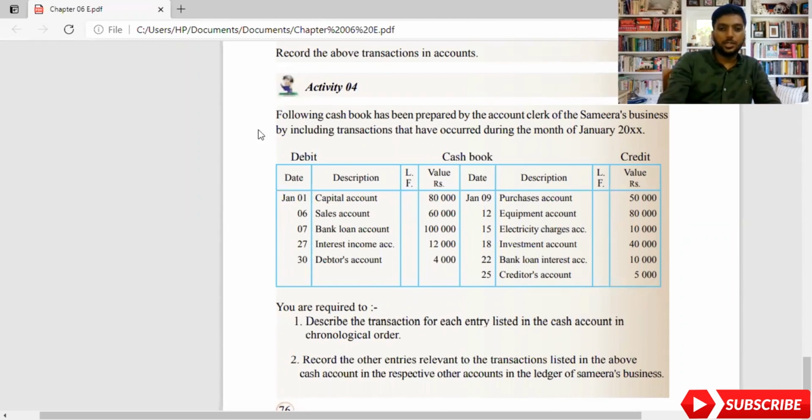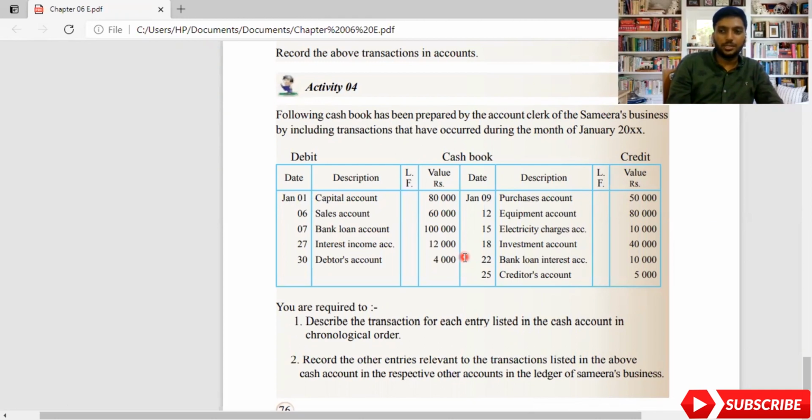And on the 27th, you might see here, this is interest income account 12,000. So you have received interest income. So interest income account credit and cash book account debit. And on the interest income account's ledger, on the credit side you will write cash and 12,000. So when you are describing the transaction: received interest income worth 12,000. Debtors account 4,000 means debtors have paid you 4,000. So debtors account credit and cash book account debit. That's how the ledger account looks. And when describing the transaction: debtors have paid 4,000 worth of cash. That's all when it comes to this adjustment.